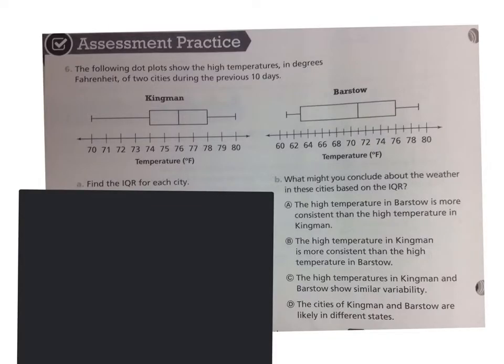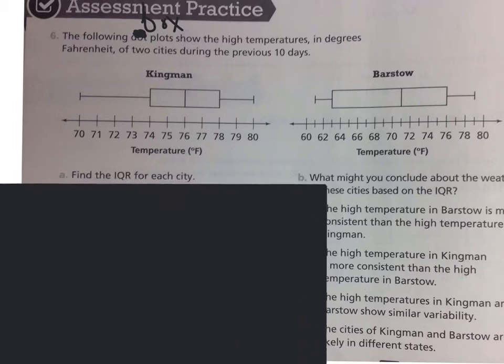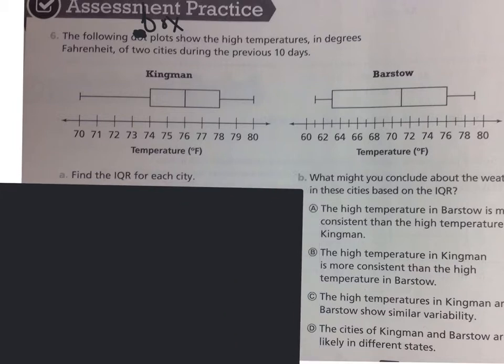Number 6, following should be box plots again. I think they're checking if we're paying attention to what they're saying. The following box plots show the high temperatures in degrees Fahrenheit of 2 cities during the previous 10 days. Find the interquartile range for each city. So for interquartile range, we're just looking at our boxes again. Where's the box start? Where does it end? Subtracting those numbers.